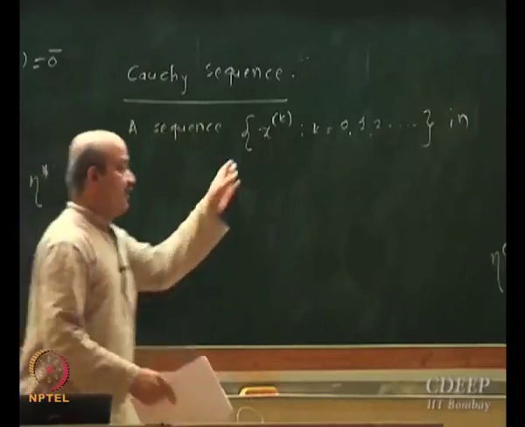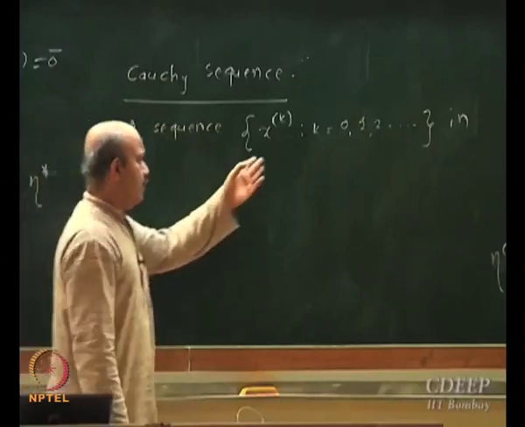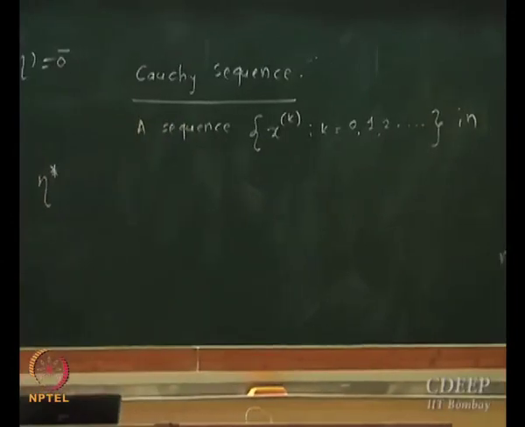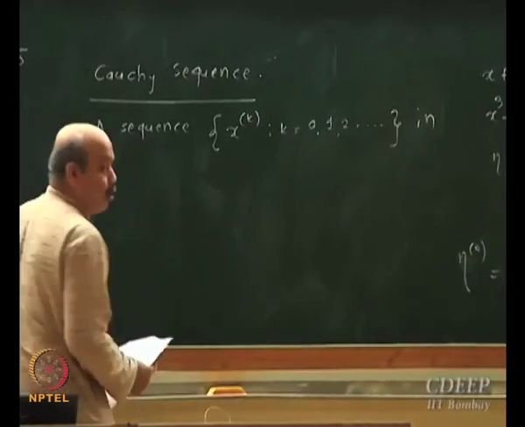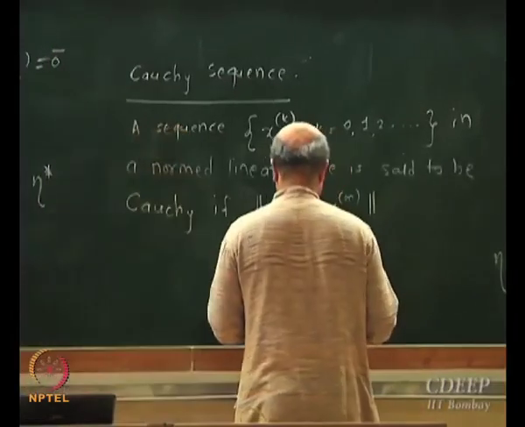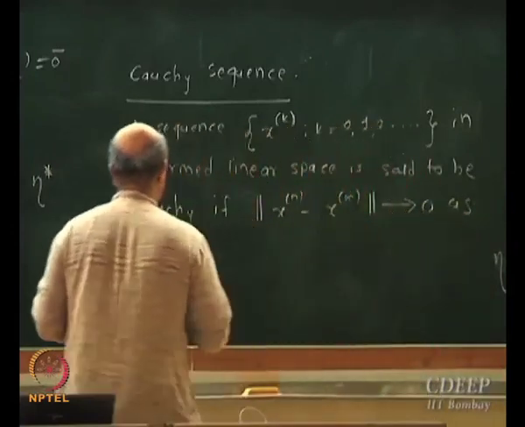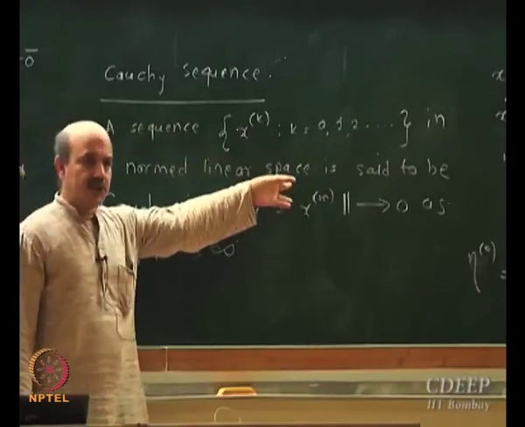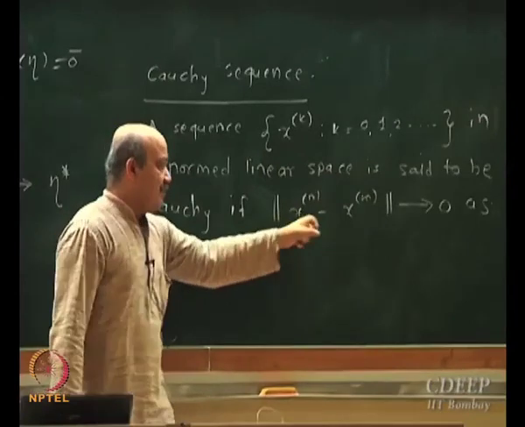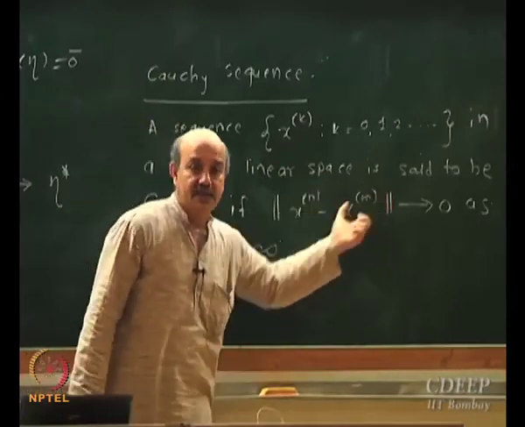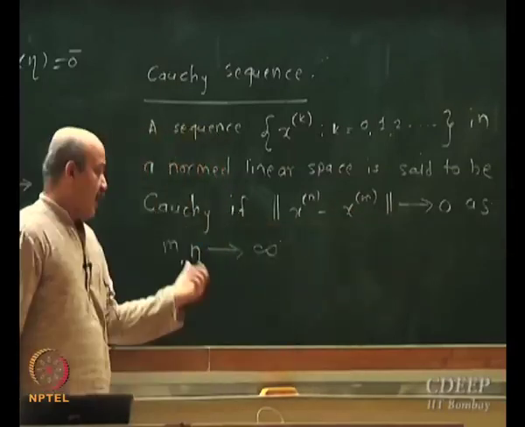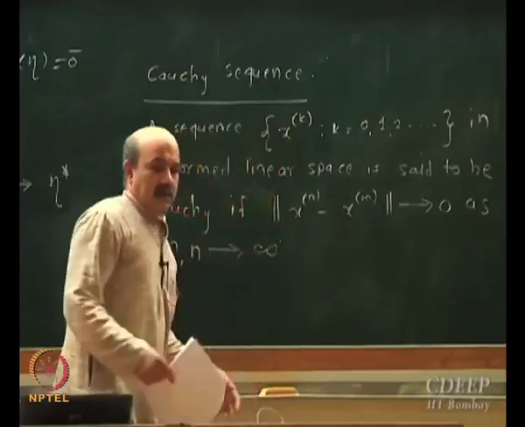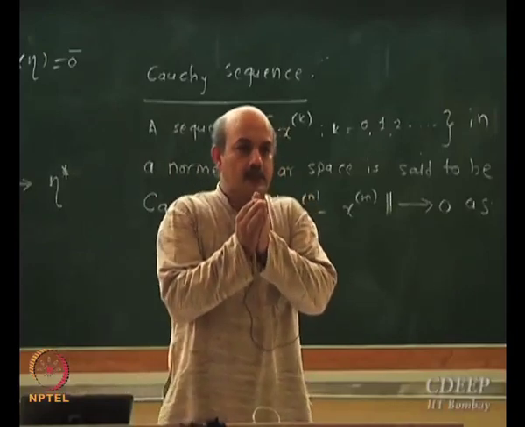I'm taking an infinite set of vectors, which are generated by some process. It could be some iterative scheme by which you are working or whatever it is. Now, how do I formally define convergence? A sequence of vectors is said to be Cauchy if the difference between x n, that is the nth element in the sequence, and x m, the mth element in the sequence, tends to 0, the norm of this tends to 0 as m and n go to infinity. So, the more and more elements you generate, the vectors come closer and closer, okay.